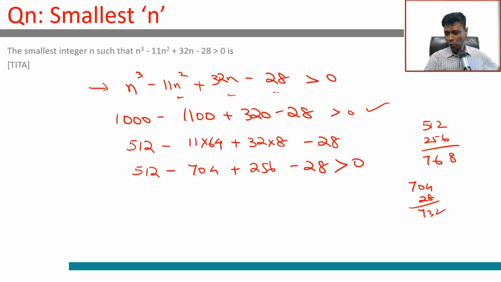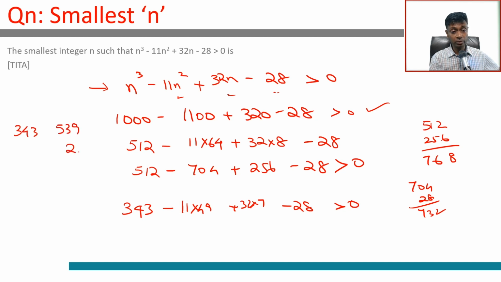When 8 works, this is this close. So the more dominant n cube is, the larger the number should be. 8 works and 8 is this close, so 7 probably won't work. Let's check it out any which way. So 343 minus 11 into 49 plus 32 into 7 minus 28 greater than 0. Is this true? 49 into 11, 490 plus 49 is 539. So 343, 539, 28, 32 into 7 is 224. Let's add these through. I have a gut feeling this will be 567. So 7 gives 0. 8 works. An increasing sequence. So the smallest integer that works is 8.